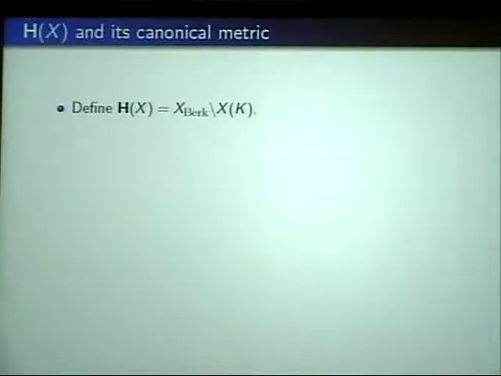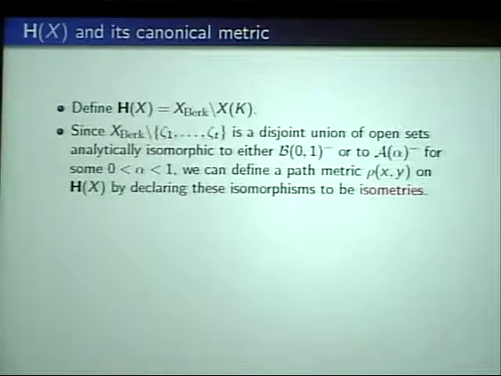All right, so let me talk about the metric now. So I've sort of said what it is, but let me write this down. So H(X) will be the complement of X(K) inside of the Berkovich space. So these are all the new points that you've thrown in, the Berkovich hyperbolic space associated to X. And it's not really hyperbolic anymore.